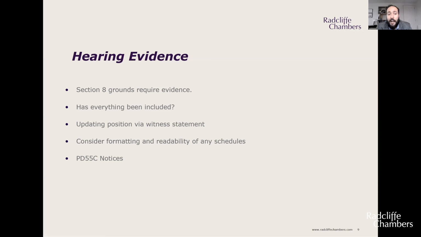And then finally, you need to consider your PD55C notices. In particular, paragraph 6 requires a notice to be filed at court in advance of the hearing about whether there's any knowledge of the effect of the coronavirus pandemic on the tenants and their dependents. That PD55C is going to last at least until 31st of July. It's an open question whether that will remain following the roadmap out of coronavirus restrictions.